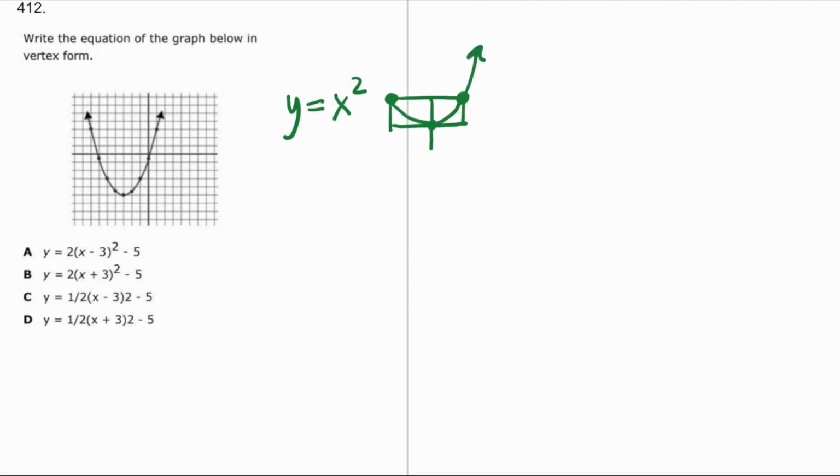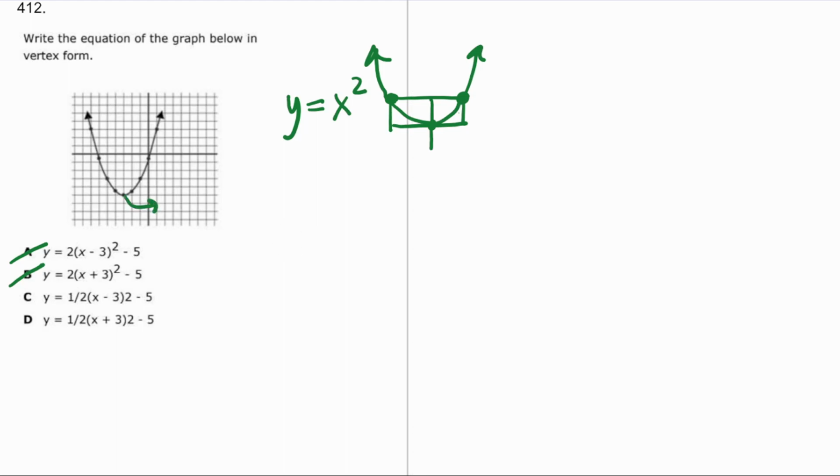And if we had 2x squared, it would go over 1 up 2. But this is looking like it's going over 1 up a half right there. I can't really draw on it, it's really small. So that's why I'm thinking it's going to be either C or D. And also it's kind of wide, it's not opening up narrower than usual, so it wouldn't have a leading coefficient of 2.